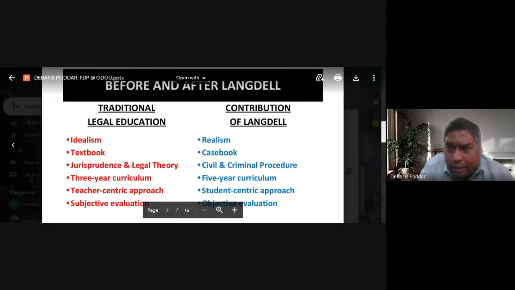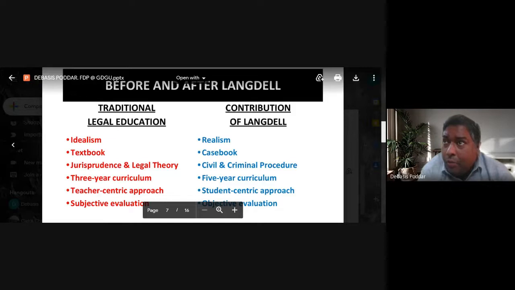law is at the apex of public policy, law is meant for good life, law is meant for order, etc. All these we usually find in jurisprudence, classroom teaching, etc. But Langdell took a U-turn. Langdell turned to realism. So in many ways, this Langdell regime created a paradigm shift from idealism to realism.